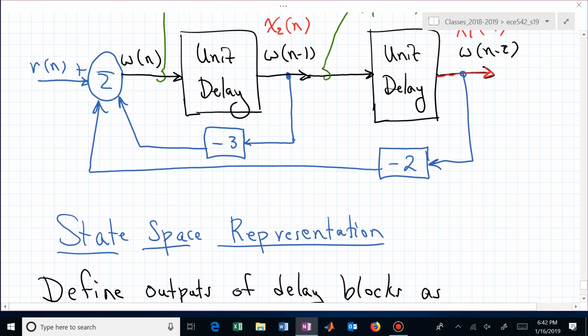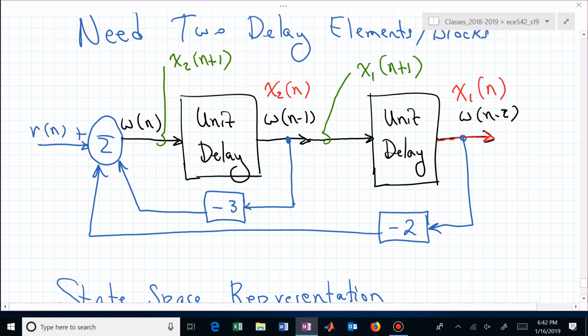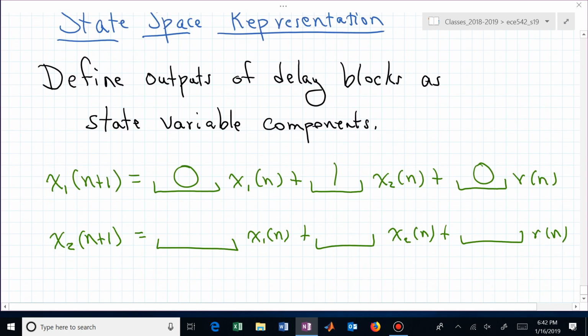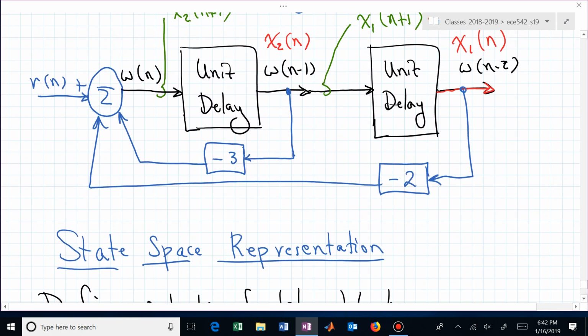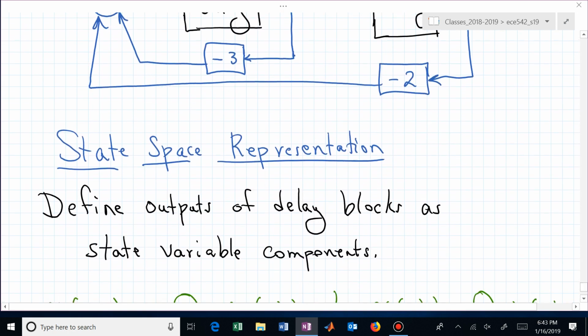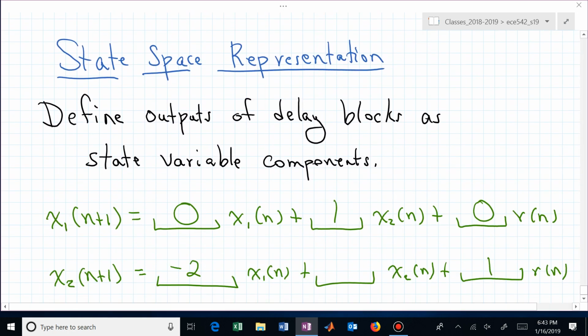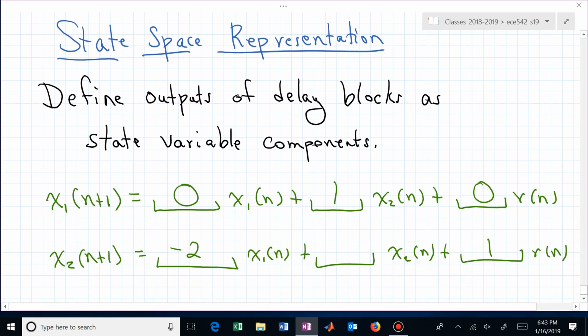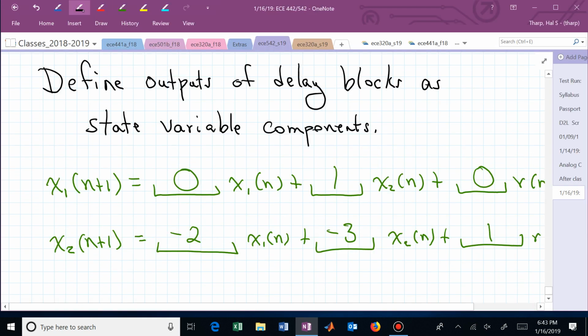If we do the same thing for x sub 2 of n plus 1, now what do we have? Do we have a little bit more structure? X sub 2 of n plus 1, we do pick up r of n with just a 1. Do we pick up an x sub 1? Now the output of that leftmost summing junction is x sub 2 of n plus 1. We know that's equal to all of the inputs going into that summing junction. It's minus 2 times x1 of n, minus 3 times x sub 2 of n, and 1 times r of n.